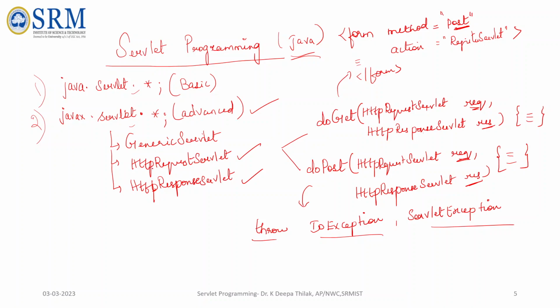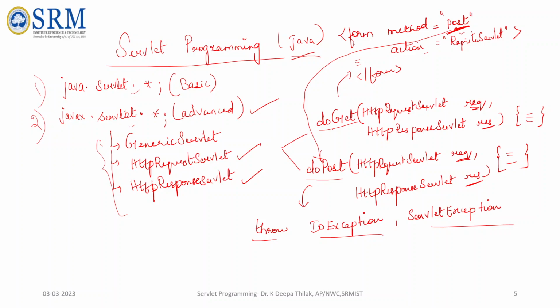We have GenericServlet, HttpServletRequest, HttpServletResponse, and we can have ServletException; many are there, right? Whatever I have written here is the basic requirement. If you are a beginner, these are the basic requirements you should know to write servlet programming. There are two methods called doGet and doPost. When I use method equal to post in the form, the request will be forwarded to the doPost method. If I use the get method, it will be forwarded to the doGet method.